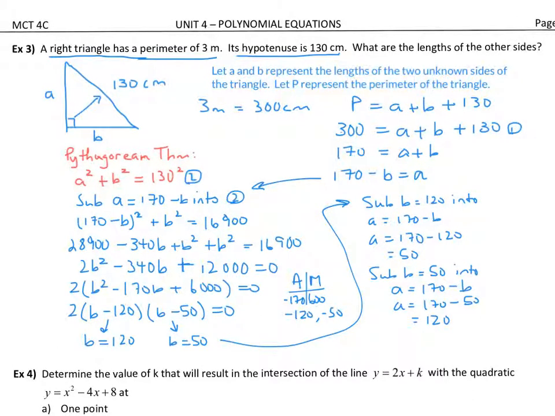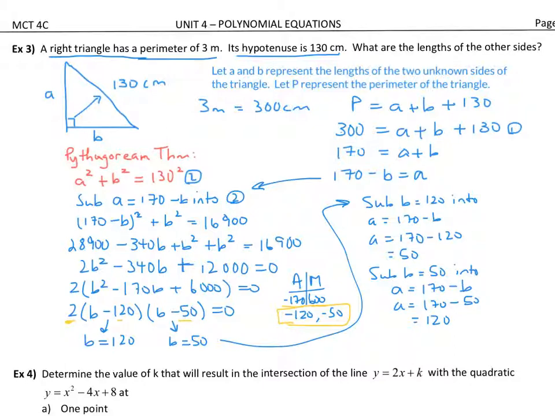Okay, when I solved this quadratic equation, I ended up with a common factor of 2 and two numbers that would add to negative 170 and multiply to 600, which were these two numbers here. And because it's a simple trinomial, I could just plop them into my brackets. That gave me my two values for B.